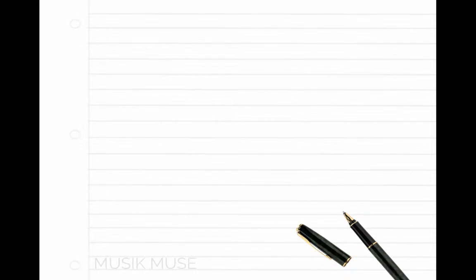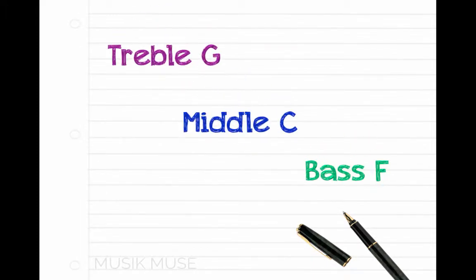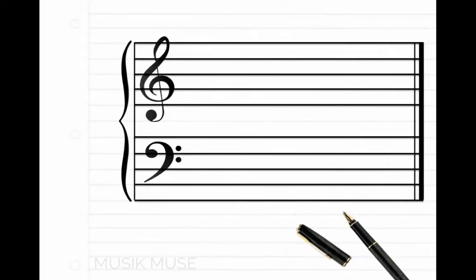Now that we are familiar with the grand staff, let's learn about 3 notes that will act as our foundation. These notes are treble G, bass F, and middle C. Treble G is located on the treble staff. It is easy to quickly find treble G by use of the treble clef. Treble G is the line that runs through the middle of the clef sign.